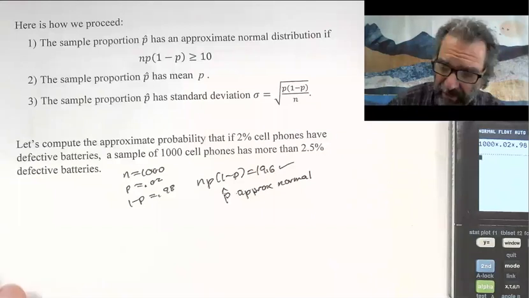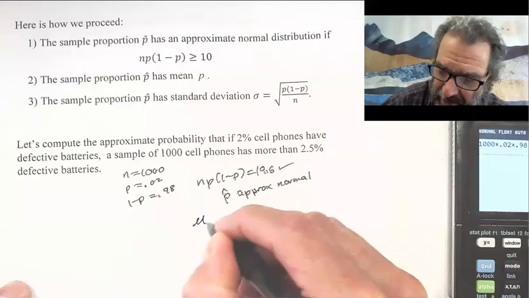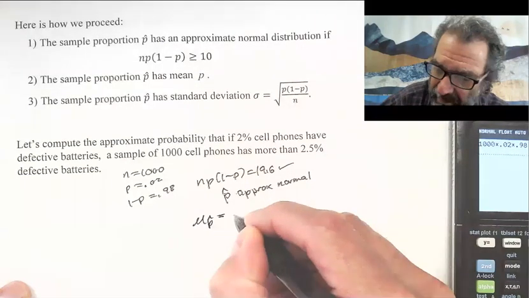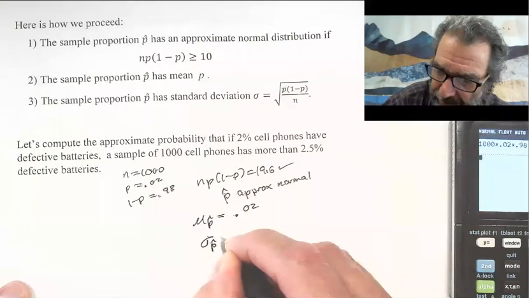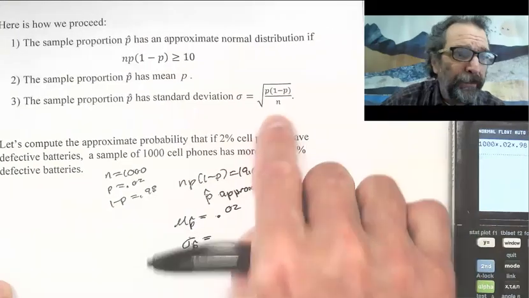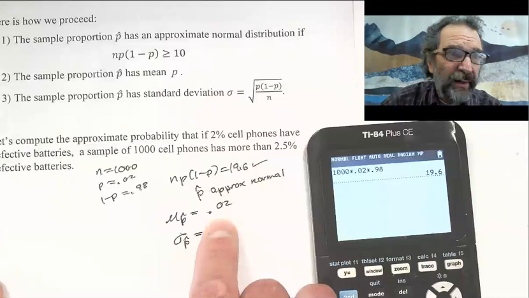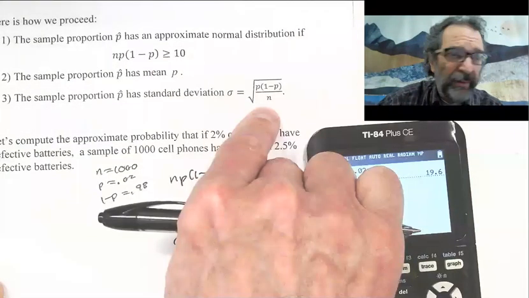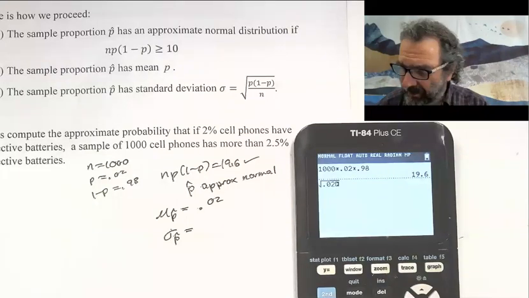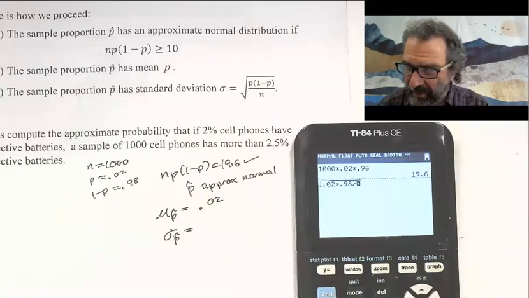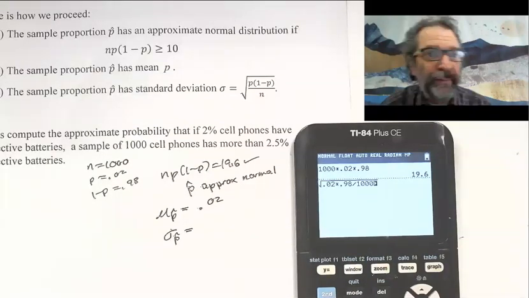Okay, so for the mean of p hat, write it that way, is 0.02. And sigma for p hat, I've got to compute this thing here. For the mean, I just read it off because it's p. For sigma, I have to do stuff. Okay, so I'm going to do the square root of 0.02 times 0.98 divided by 1,000. So our sample size is 1,000.